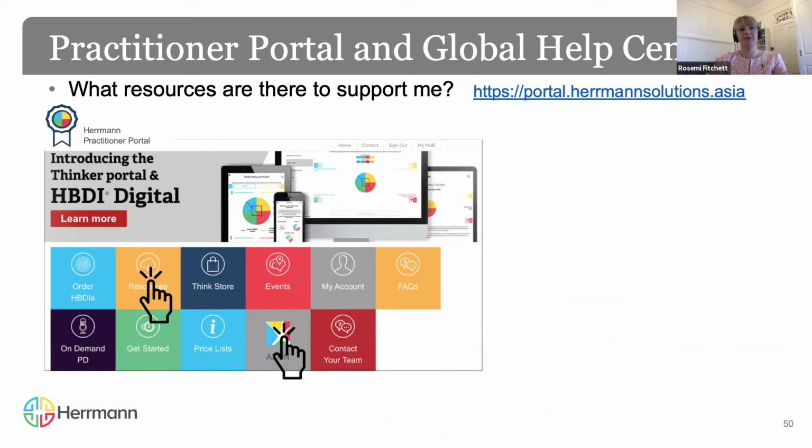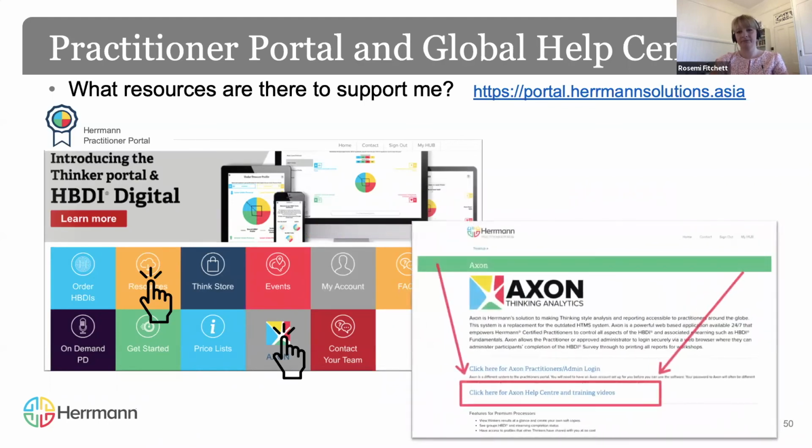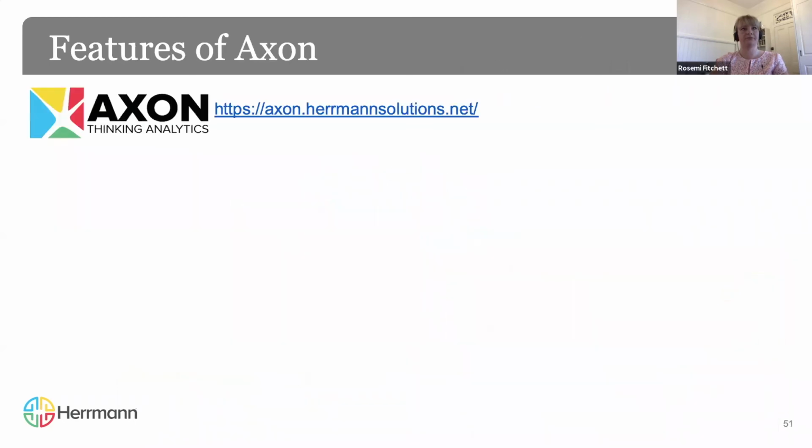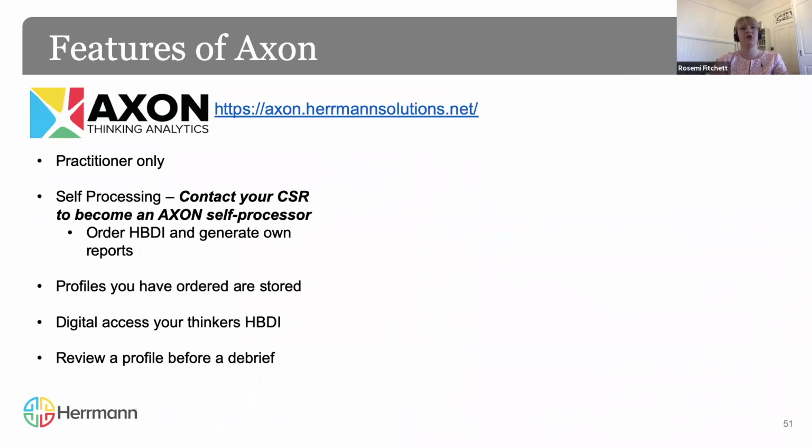The resource tab. The other thing you can do is select Axon. If you select Axon, this is how you can learn to navigate the system to become a self-processor. You learn how to create invitations, how to manage your thinkers, how to view your thinkers' digital before. So let's talk a bit more about Axon. There's the URL for Axon. It's also recommended that you save that URL as a bookmark, because this is the place you go to self-process.